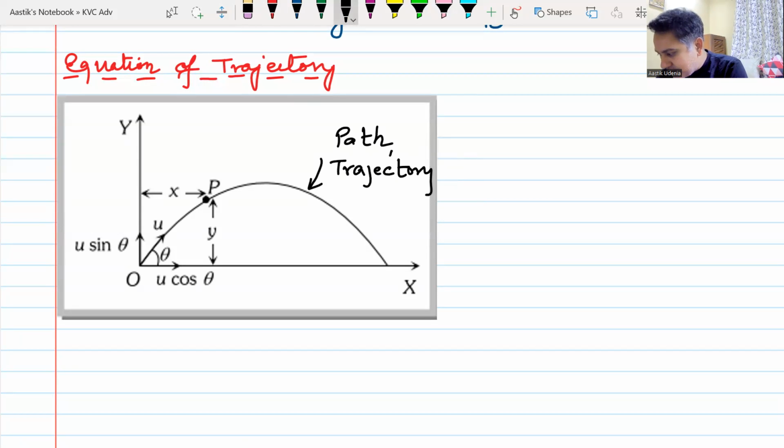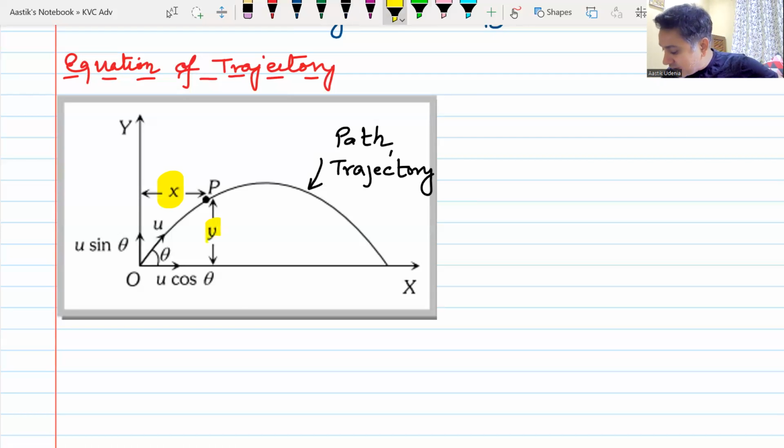Now, what do you mean by equation of trajectory? Right now, what we see here, it is moving in a plane in XY axis, an XY plane. As you can see, at any point, it will have some X coordinate, yes or no?